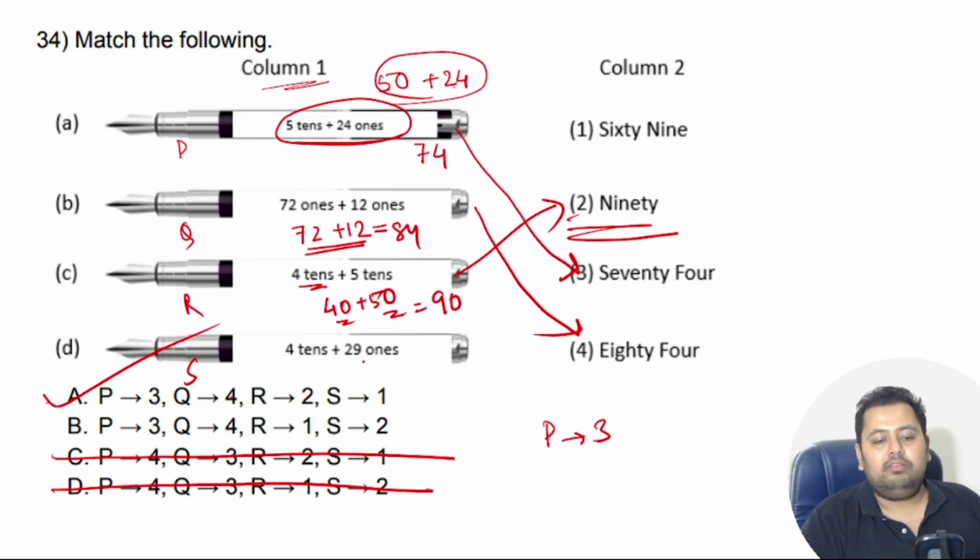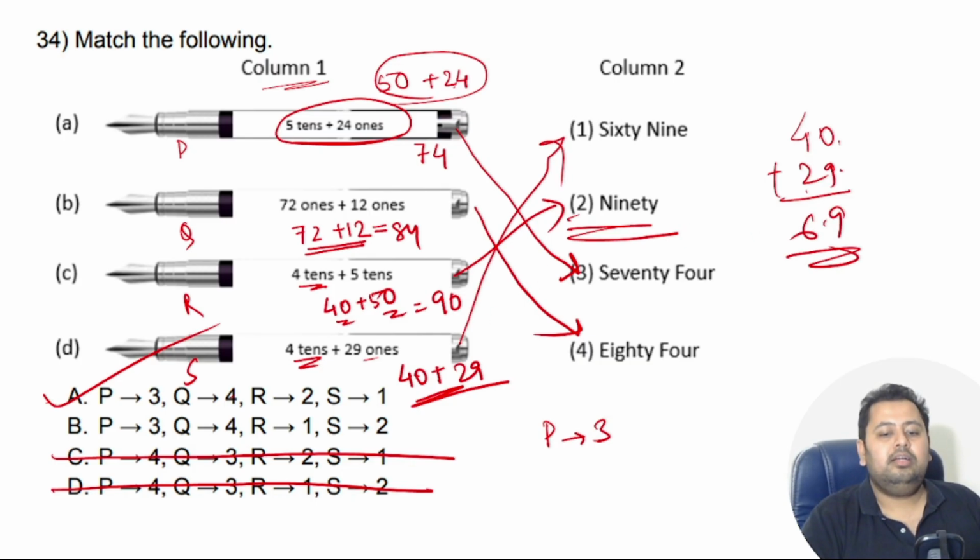Let's also try and solve this. 4 tens is 40 plus 29 ones is 29, right? So 40 plus 29, if you do the addition, let's do it over here. 9 plus 0 is 9. 4 plus 2 is 6. It is 69. And option number A is the correct answer. Hope you got it correct. If you did, give yourself a star.